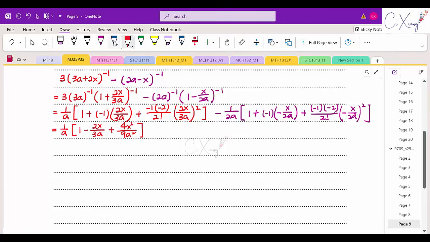Okay, then after that, for the second bracket here, if you simplify all the terms inside, what you get here is you will get 1 plus x over 2a, then plus x squared over 4a squared.